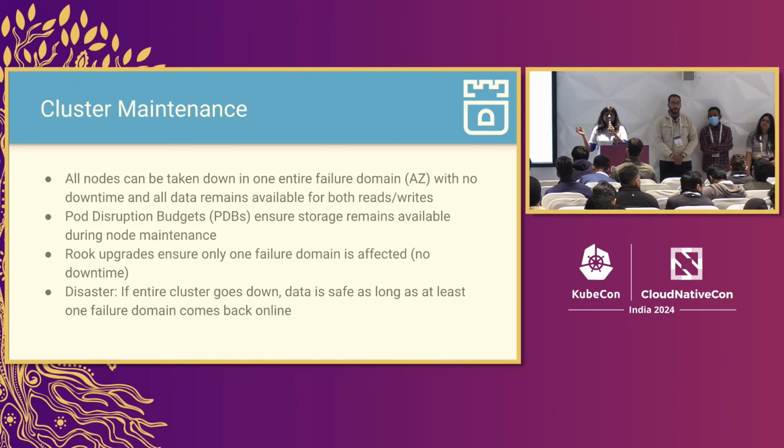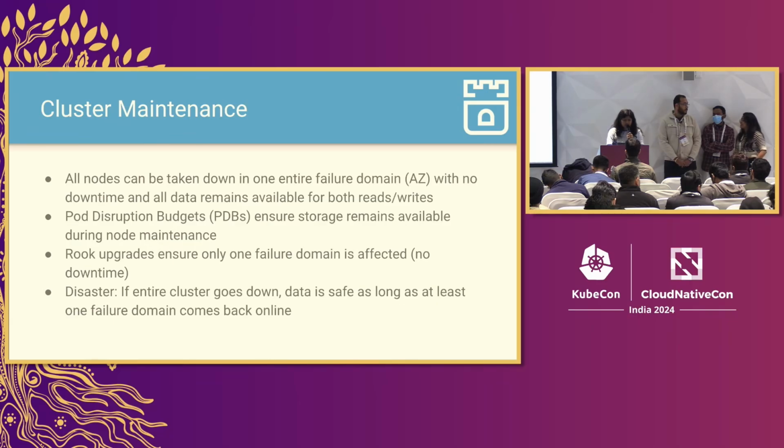If we are instructing Ceph to maintain 3 copies at a time, then Rook would take care that only one node, or one copy-specific node, goes down at a time, so you still have availability for those 2 other copies. Now, the same is said by the other point. Rook upgrades ensure that only one failure domain is affected. So essentially, no downtime, no data loss, I'd say.